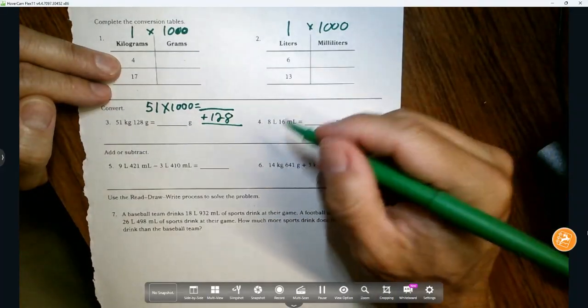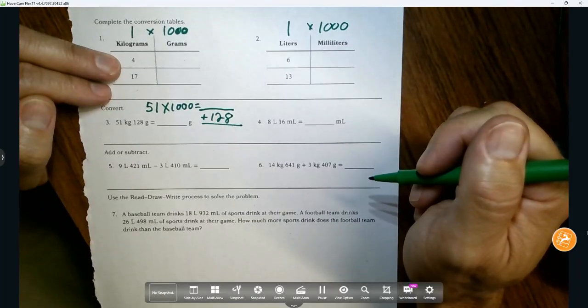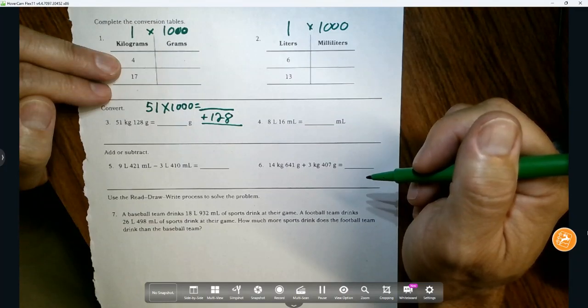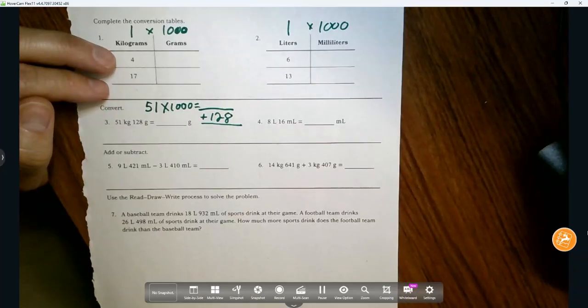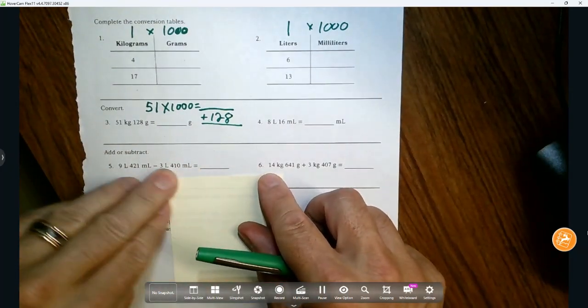Over here, same type of conversion. Use the stuff up top to help you. On the bottom, we have the add or subtract, exactly the same as what we did yesterday. I am going to help you out with this one. I'm going to write it on a Post-it so I have enough room and I don't mess anything up.